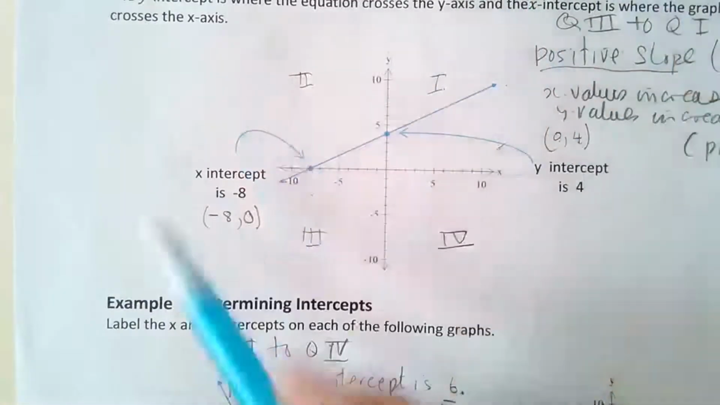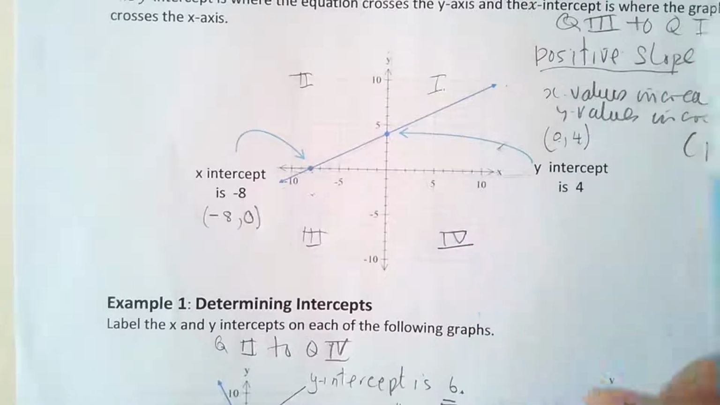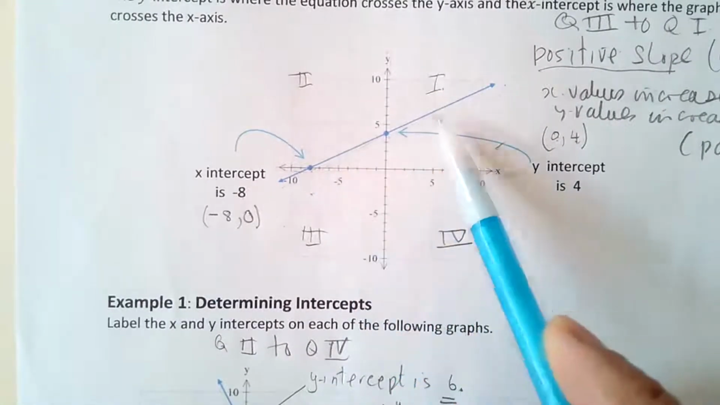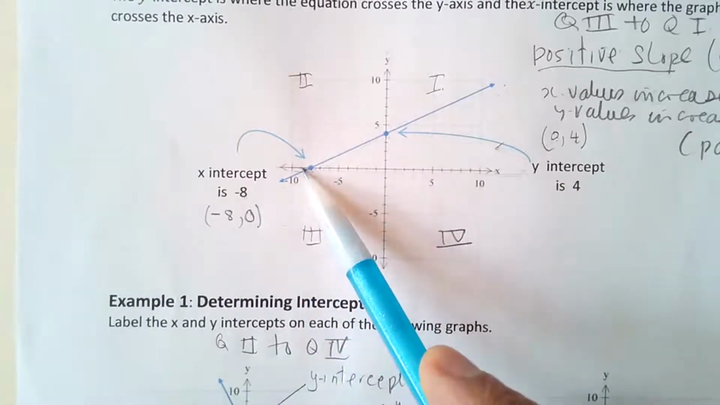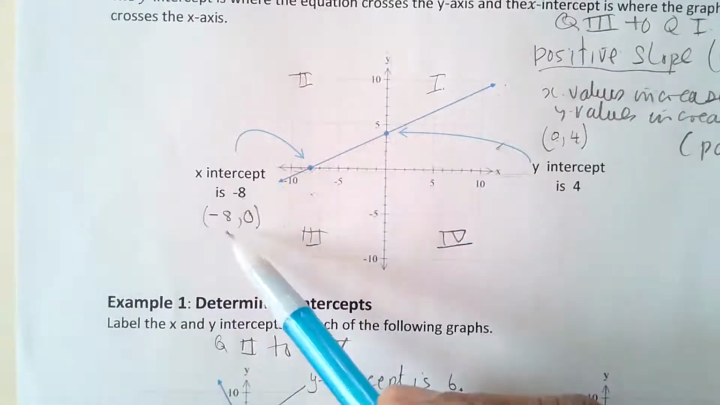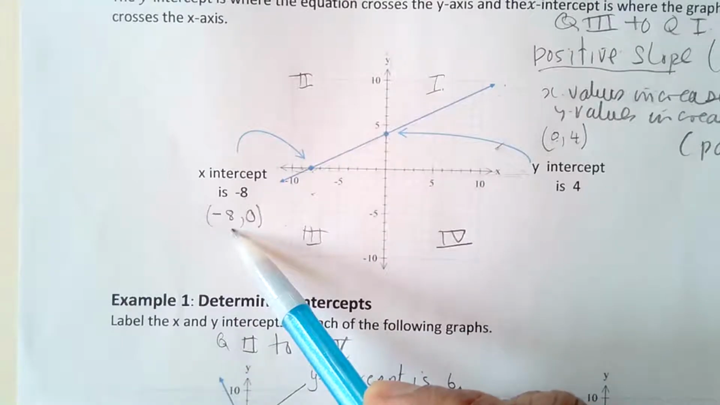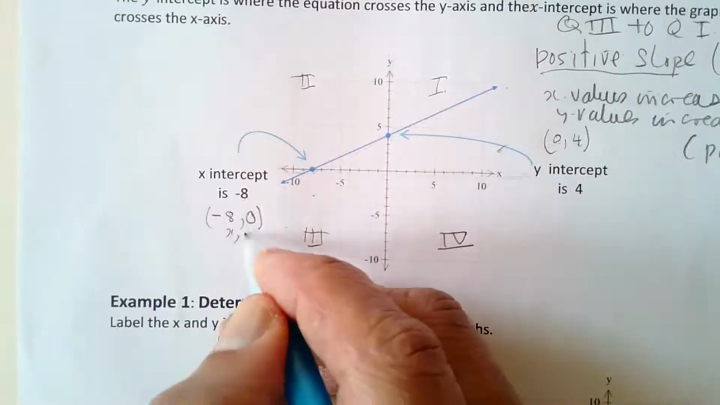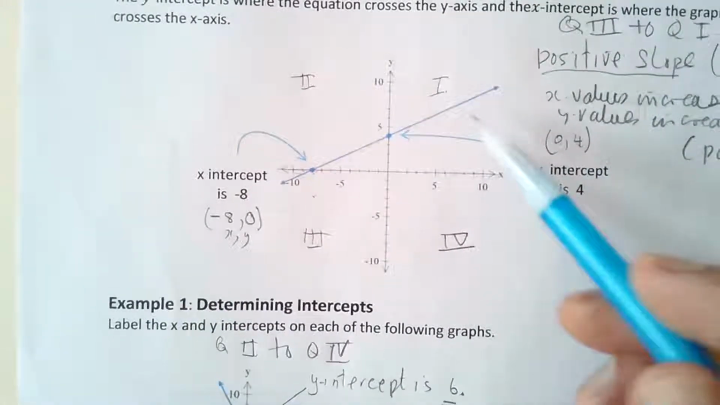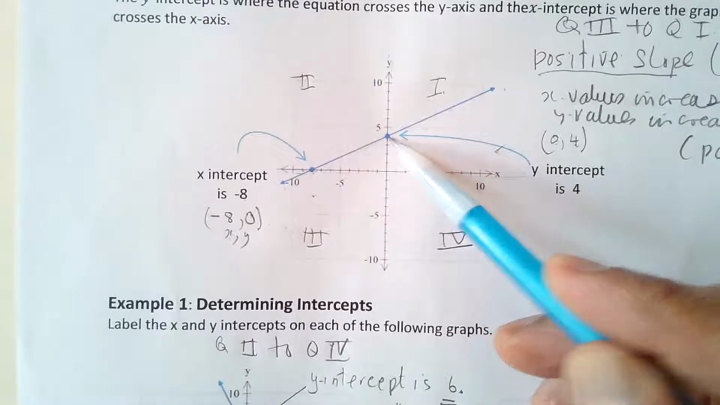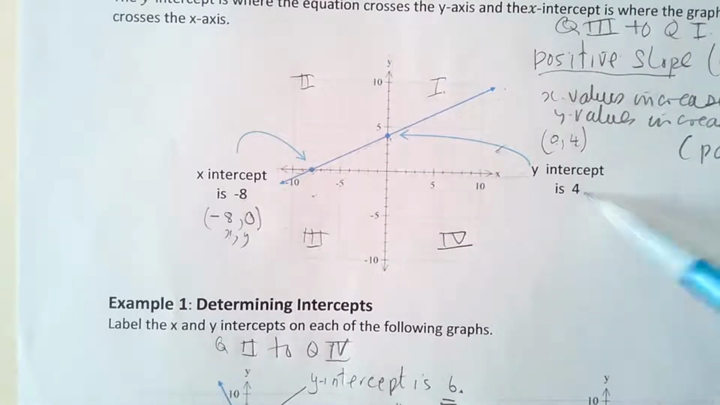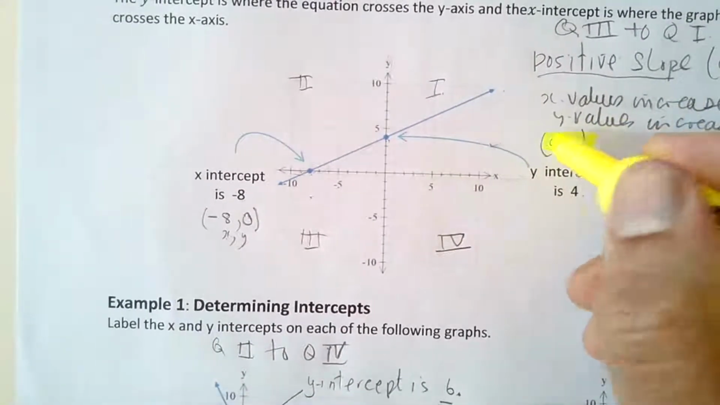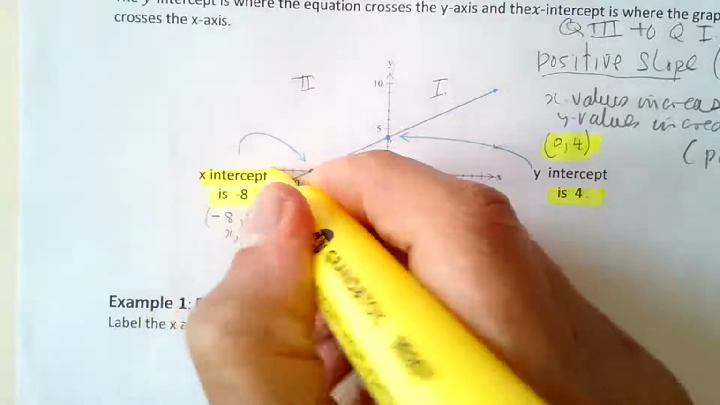Let's review from the first lesson. From this graph, the Cartesian plane here, we have our x-intercept at -8, where this line crosses the x-axis. And the coordinates at the x-intercept are (-8, 0), because x is always stated first and the y value second. And the y-intercept is 4, because the coordinates for that point are (0, 4). So let's highlight this here.